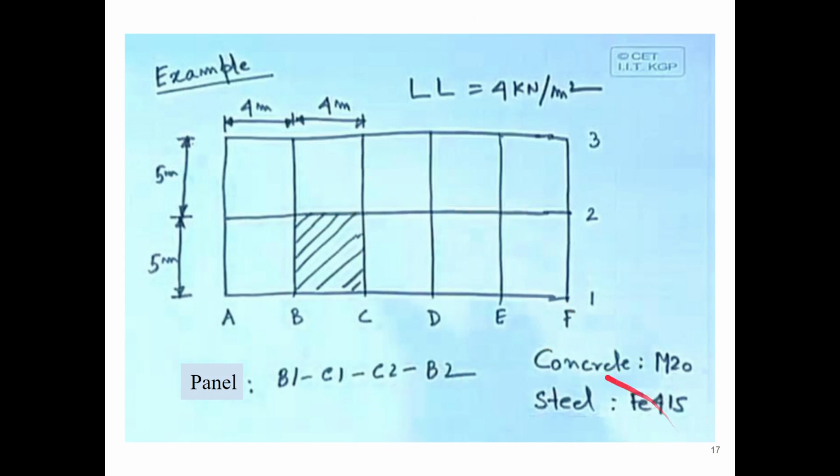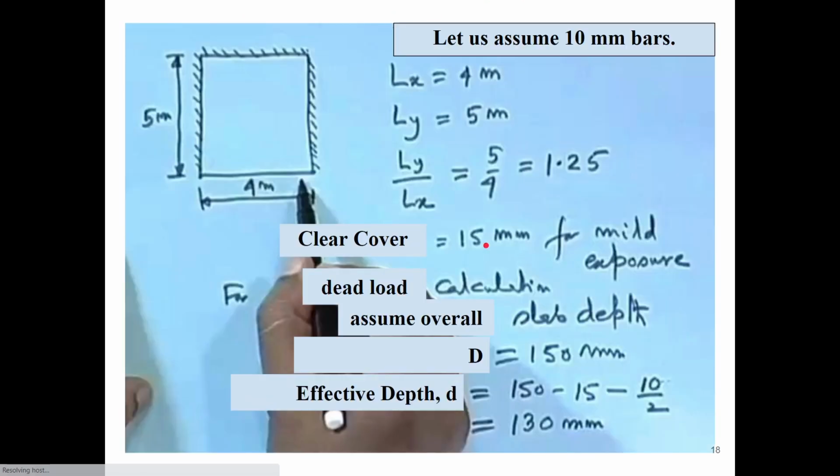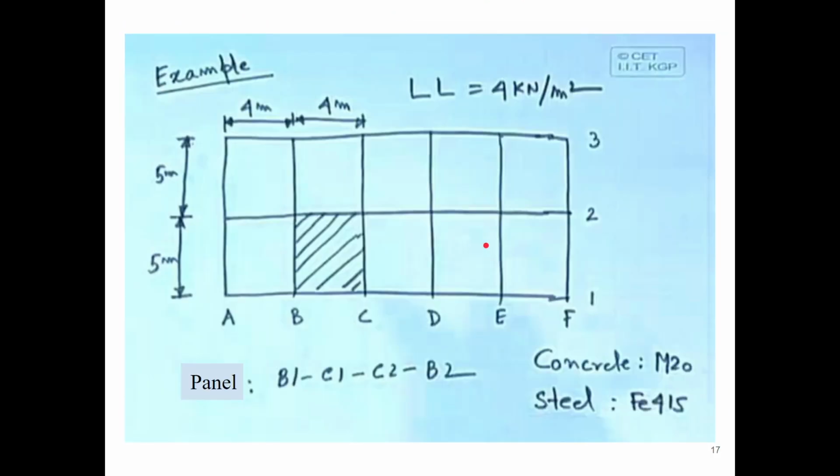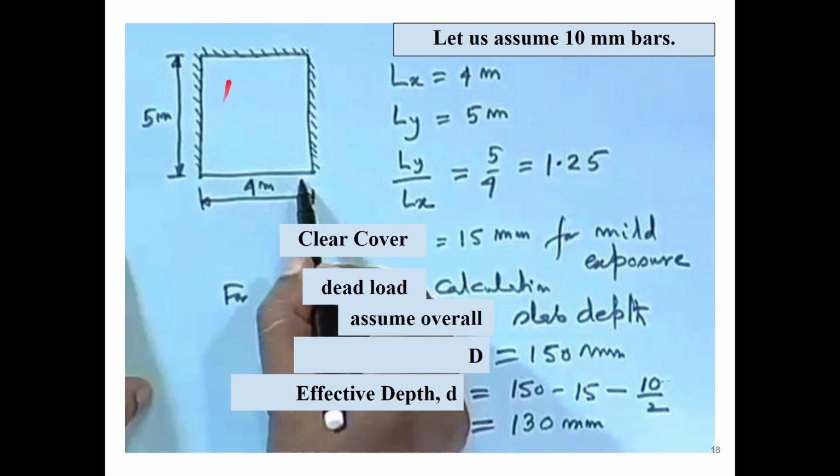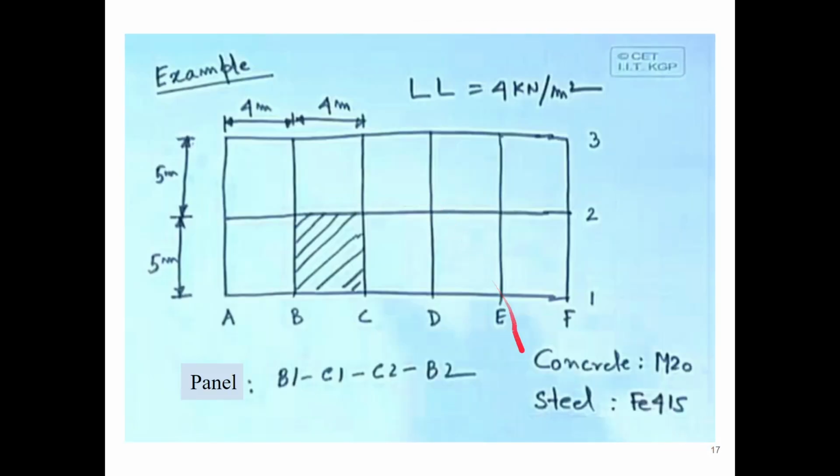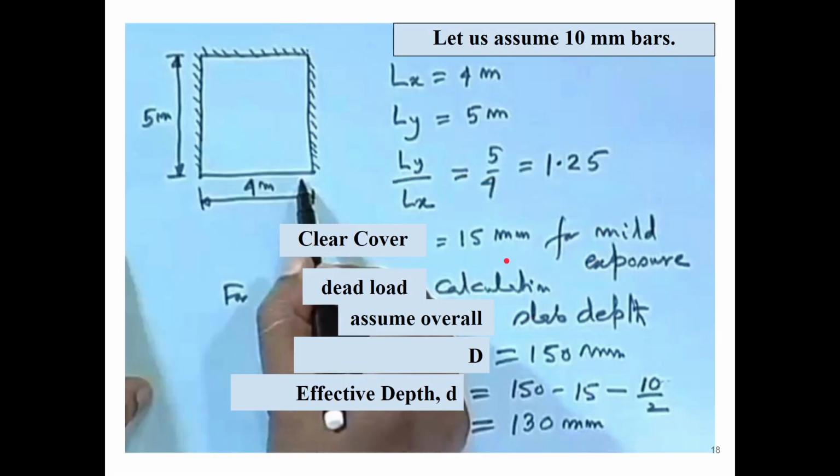Here concrete is having a grade of M20, steel is having a grade of Fe415, live load is 4 kilonewton per meter square, right? Let us design for this slab. So how to design for this slab? Assuming it is a mild exposure, clear cover, let us take 15. Let us assume 10 mm bars. As I told you, Lx value is 4 meter, Ly value is 5 meter. So Ly by Lx is 5 by 4, which is 1.25.